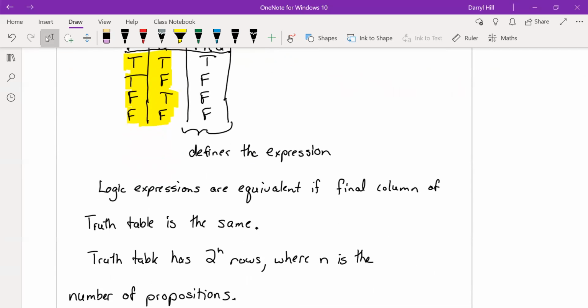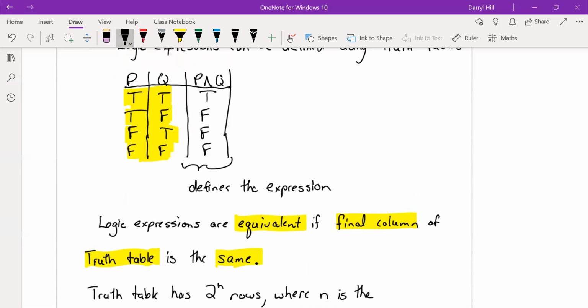And so two logical expressions are equivalent if the final column of the truth table is the same. No matter what I had up here, if I had something equivalent to P and Q, I guess not P or not Q, all negated, that's logically equivalent, so it would have the same final column of the truth table. That means these two things are equivalent, this one and this one.